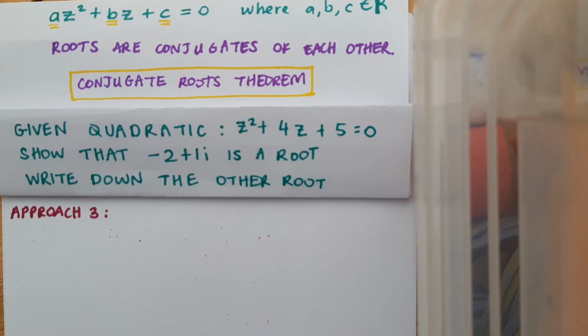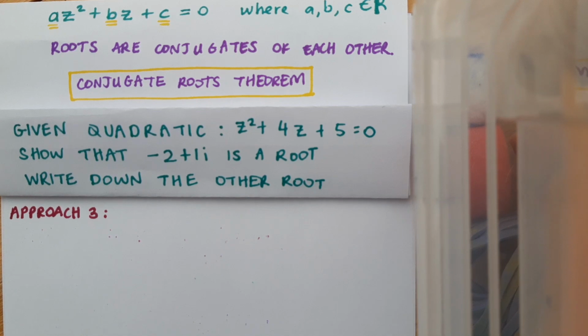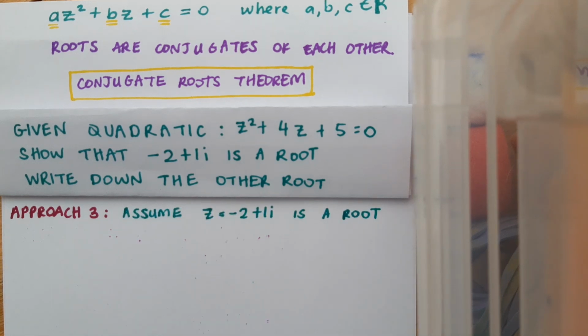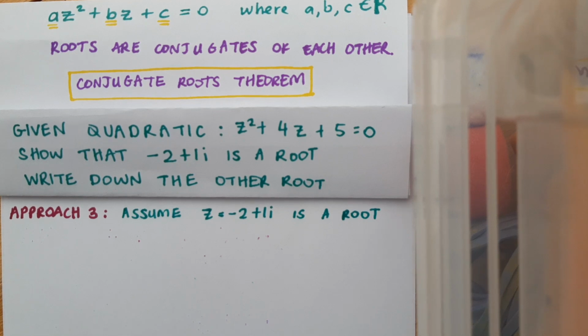So in approach 2, we relied on the roots to figure out the solution. In approach 3, we're going to look at how roots and factors are related and use factors to work towards our solution. So I'm going to start by assuming that z equals minus 2 plus 1i is in fact a root. And if that's the case, then the other root, of course, would have to be its conjugate because of the nature of the quadratic with its real coefficients.